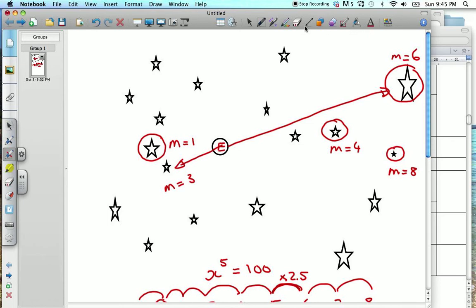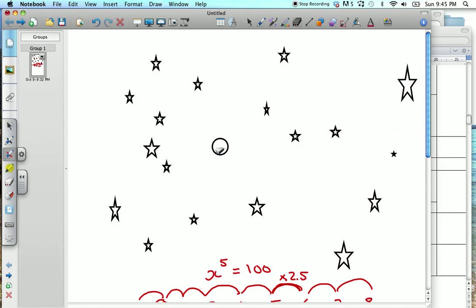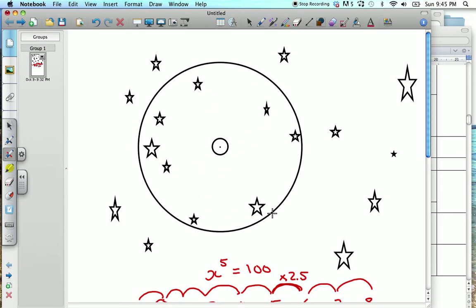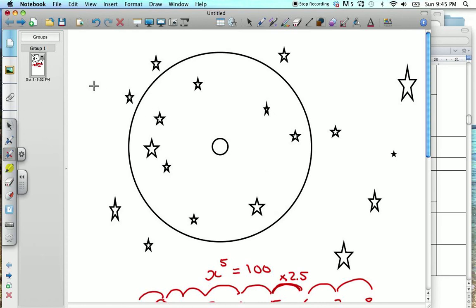I think I need to do a little bit of erasing here, just to clear this out. What they decided was to compare stars from a distance of 10 parsecs. So if this is the distance of 10 parsecs, then what they would do is bring all the stars to this 10 parsec line. All of them would move in.